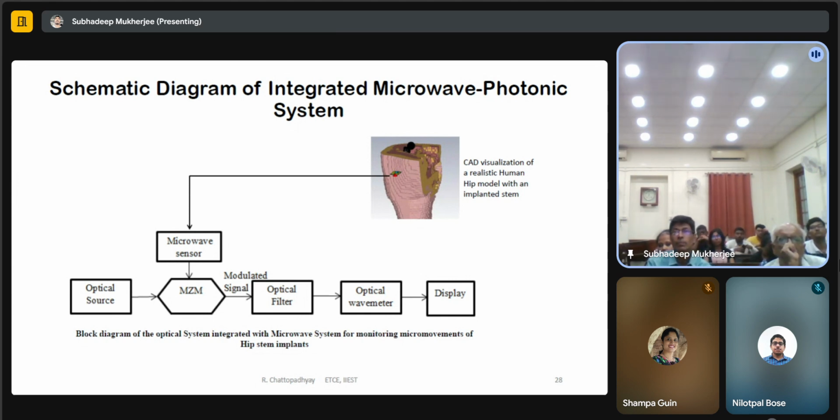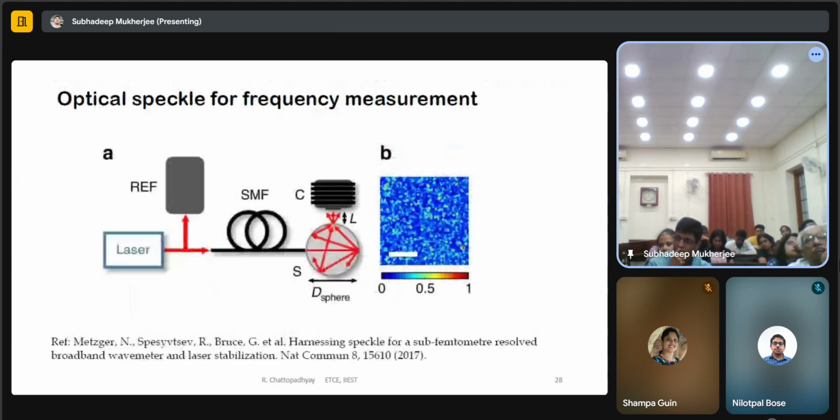But then our challenge is that it has to be a point-of-care device, so we cannot have a very big bulky instrument. Right now, there are a lot of optical wavemeters which can produce femtometer resolutions, but those are very bulky. So we need devices which can be integrated into the sensor as a wearable solution. This frequency shift is very small, of the order of a few microns in wavelength terms, so RF devices like a VNA cannot pick up this frequency shift.